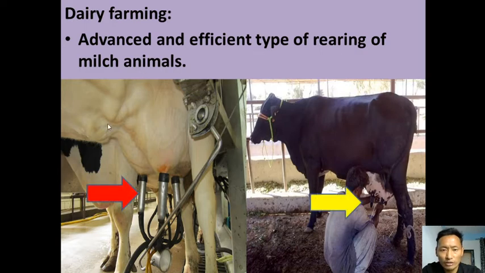Here we have two images, image 1 and image 2. This one is dairy farming, more advanced as compared to this. Here they are using a milking machine. This way of milking is a traditional way. So dairy farming is more advanced and efficient as compared to this type. They are rearing only milch animals. Milch animals mean those animals which give milk.